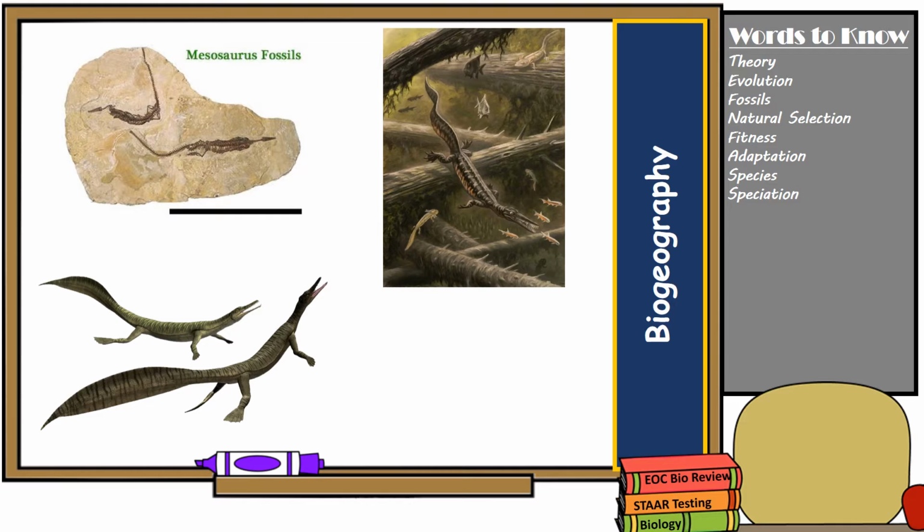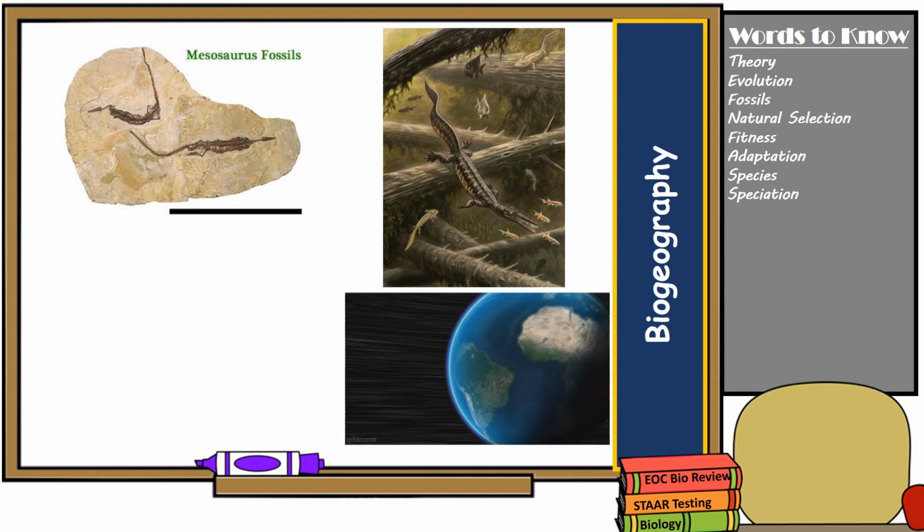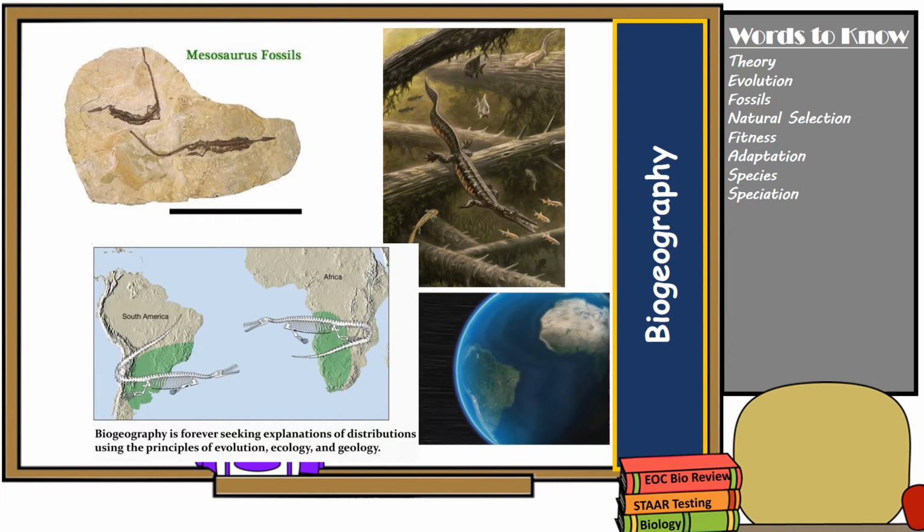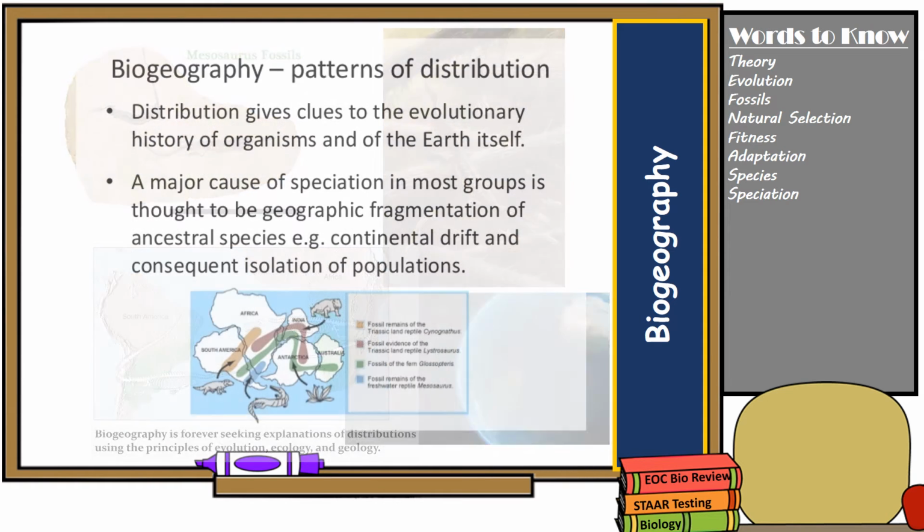So how is it then that this organism came to live in two such distant locations? Well, scientists have concluded that the Mesosaurus lived in South America and Africa when these two continents were connected. And as the continents separated, they carried the descendants of Mesosaurus to distant locations.